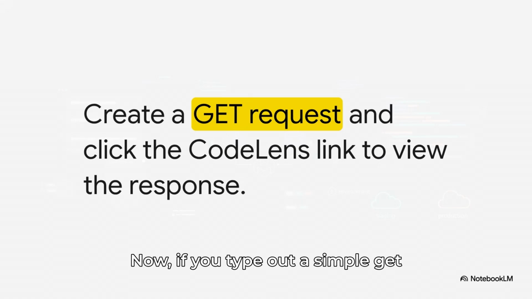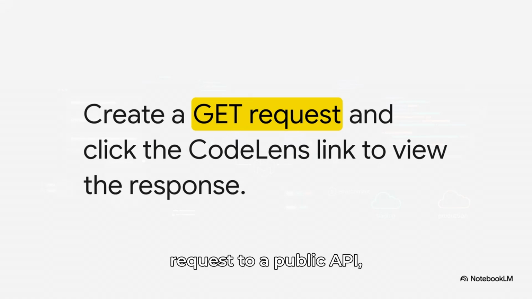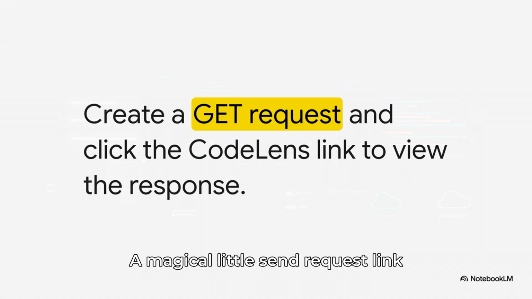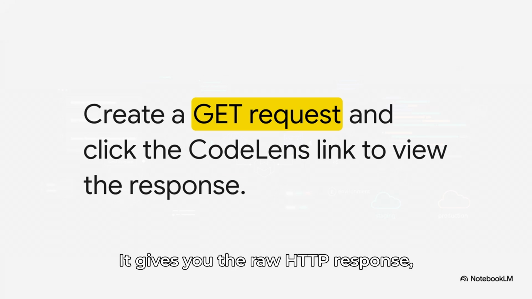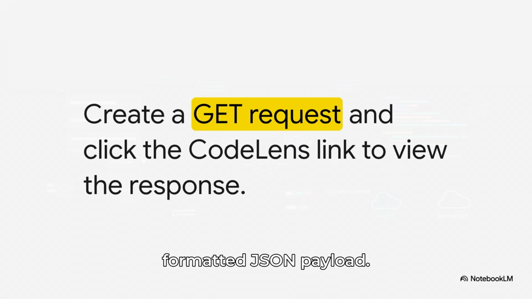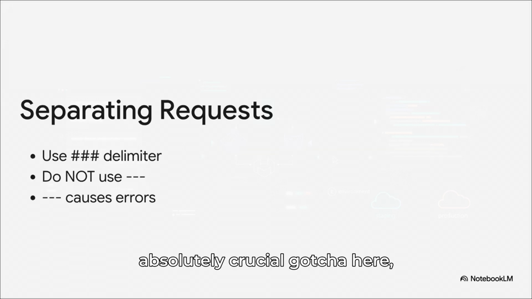Now, if you type out a simple GET request to a public API, like JSONPlaceholder or httpbin.org, watch what happens. A magical little send request link just instantly pops up right above your code. No UI to configure whatsoever. You just click that link or hit your hotkey, and a side-by-side pane immediately opens up. It gives you the raw HTTP response, complete with status codes, response times, and this beautifully formatted JSON payload. It's incredibly satisfying.